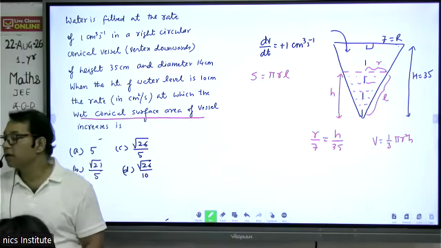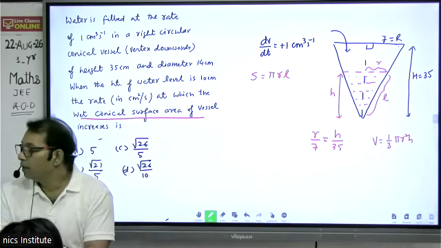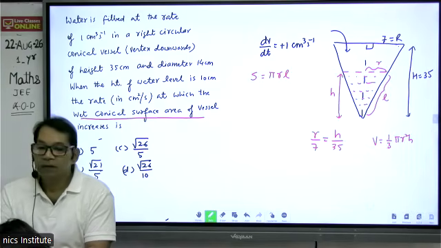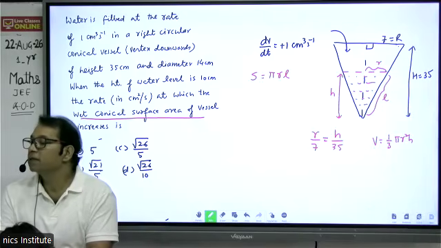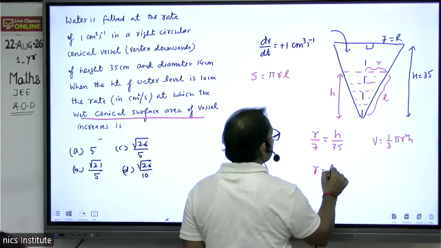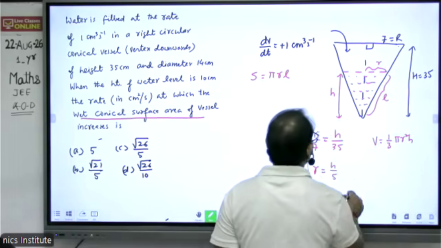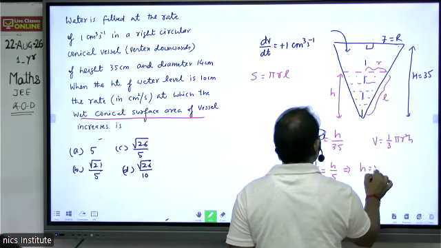I've used two similar triangles. R by 7 is equal to H by 35. In similar triangles, you have perpendicular by perpendicular equal to base by base. Fine, Ragini? So you get a relation. R is basically H by 5, or H is 5R.